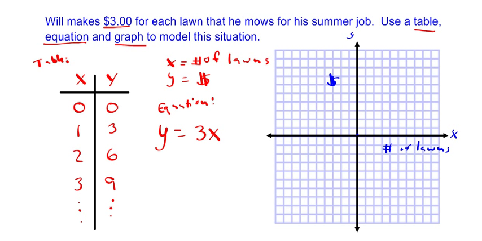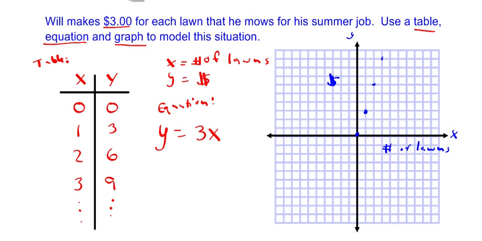If I mow 0 lawns, I make $0, or Will makes $0. If he mows 1 lawn, he makes $3. 2 lawns, he makes $6. And 3 lawns, $9. Okay, so there's my graph.